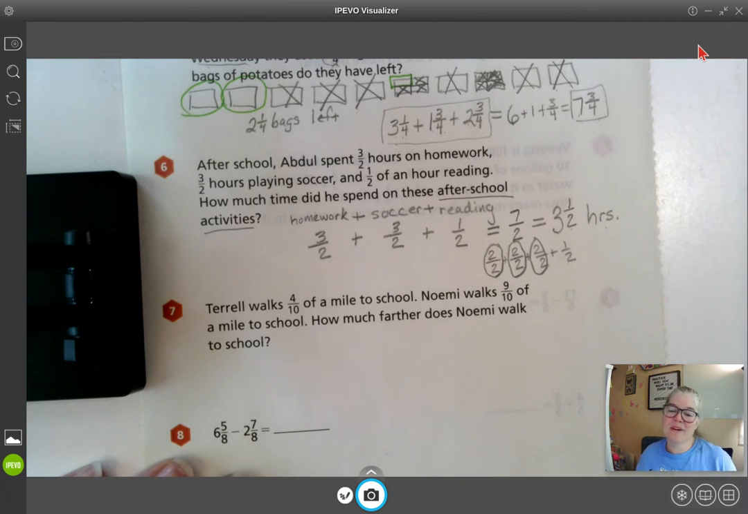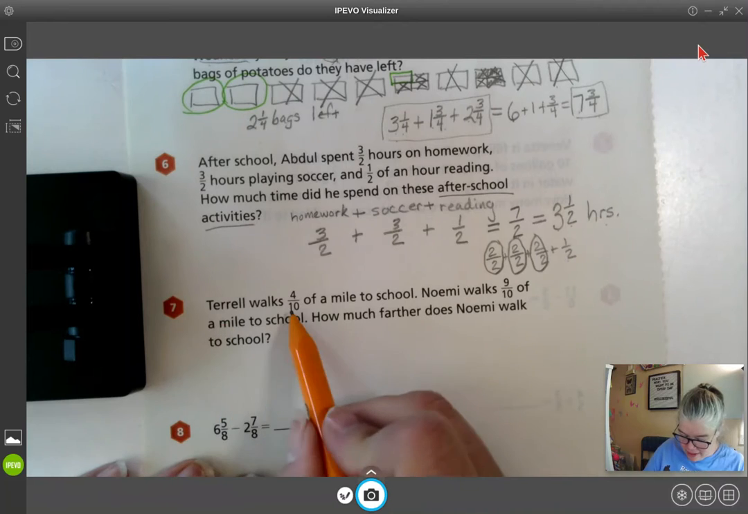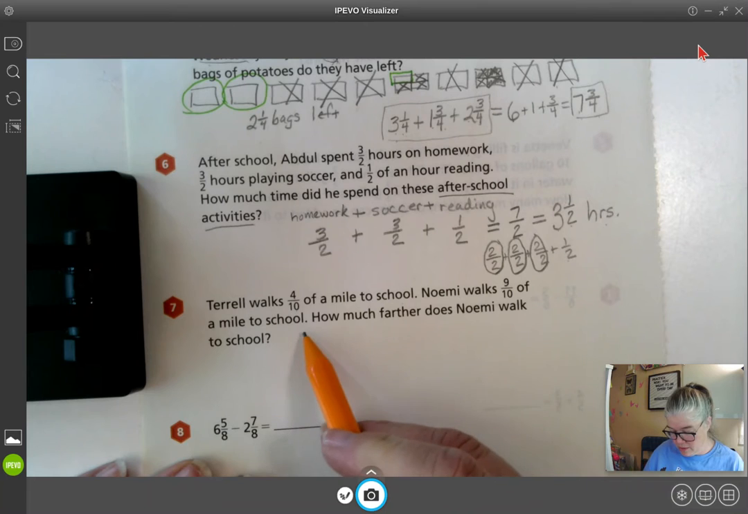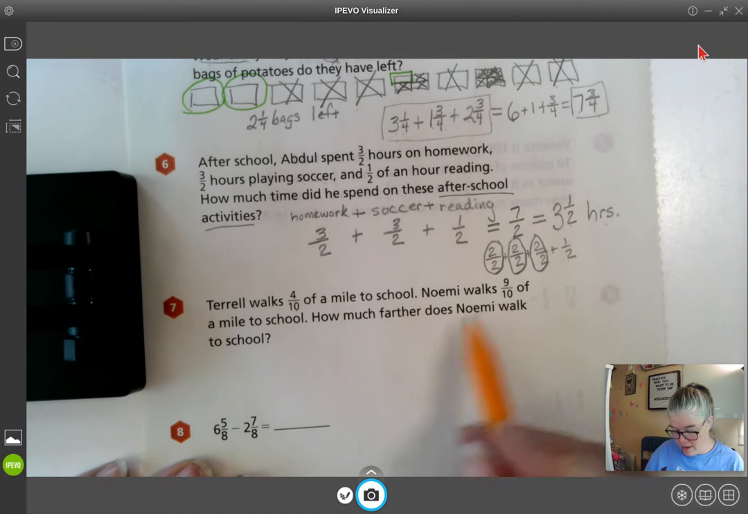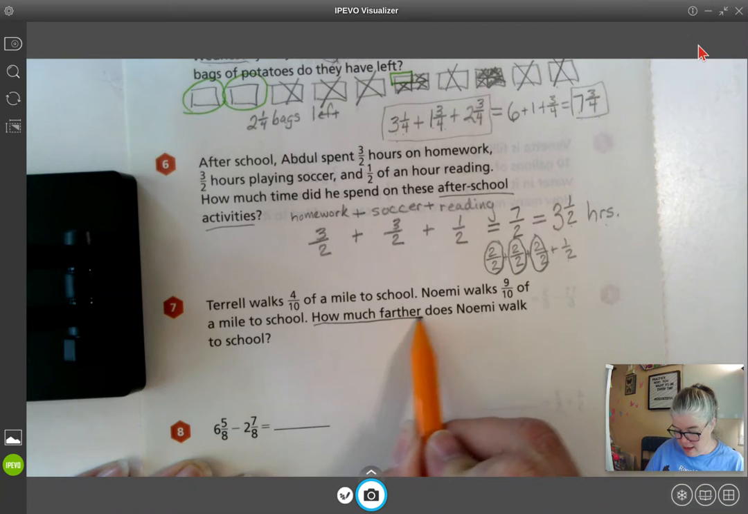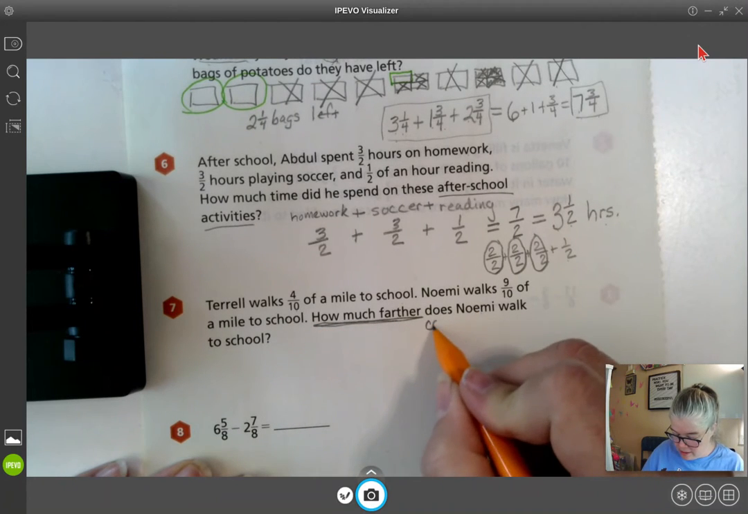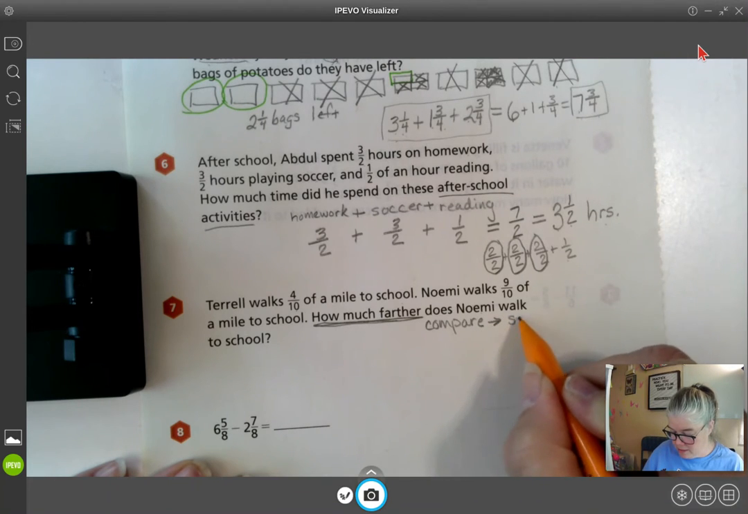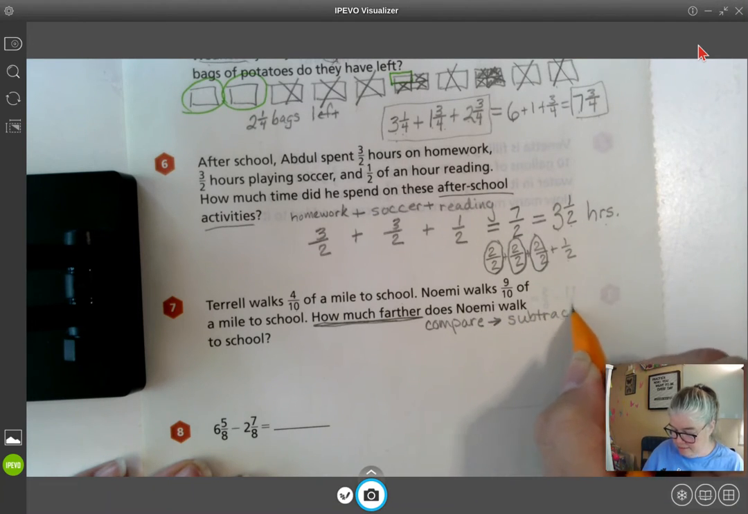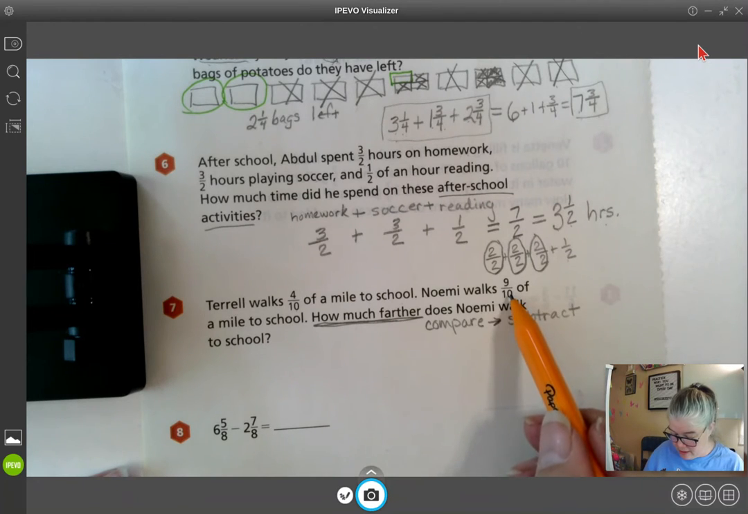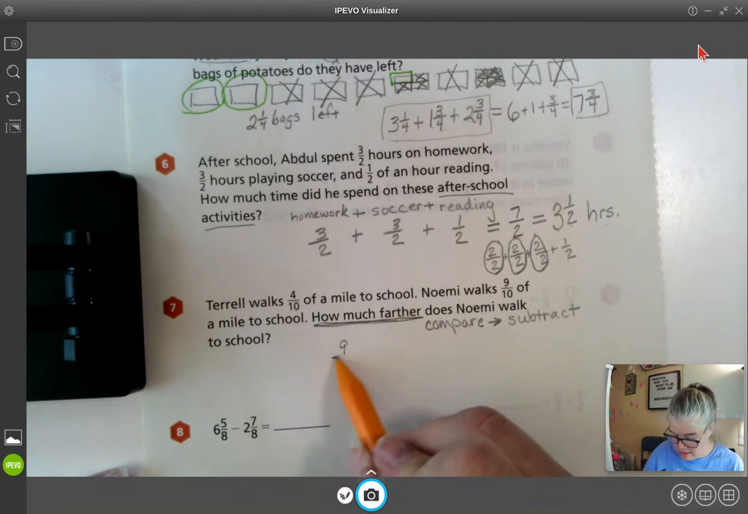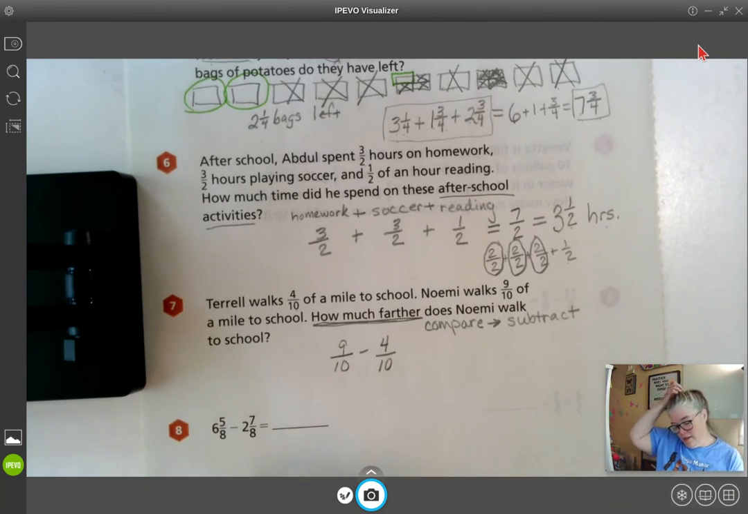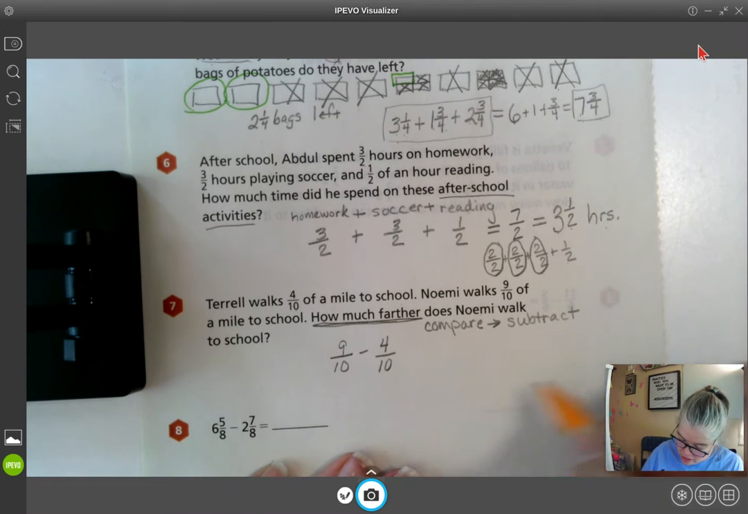All right, so here we go. Let's solve number 7. It says Terrell walks 4/10 of a mile to school. Noemi walks 9/10 of a mile to school. How much farther does Noemi walk to school? Hey guys, I see how much farther does she walk. So that tells me that I'm going to compare these two amounts. And when I compare, I subtract. So I need to find out the difference between 9/10 and 4/10. 9/10 minus 4/10. So I can draw a picture.